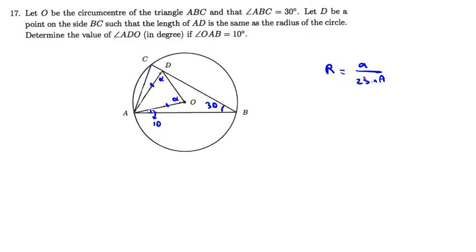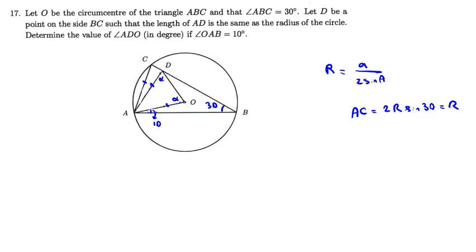Now here, R is this. Now I want to find AC. If I want to use this formula, a is 2R sine alpha, so AC is 2R sine 30. Sine 30 is 1/2, so it equals R. So we understand AC is also R.